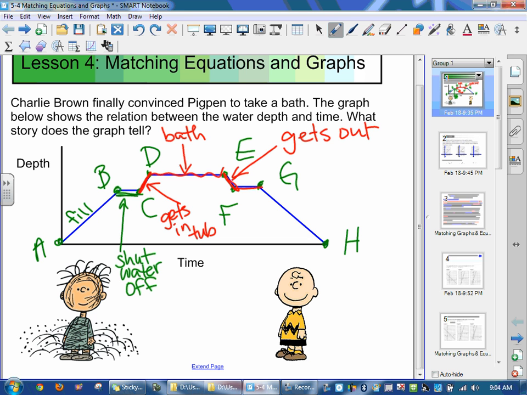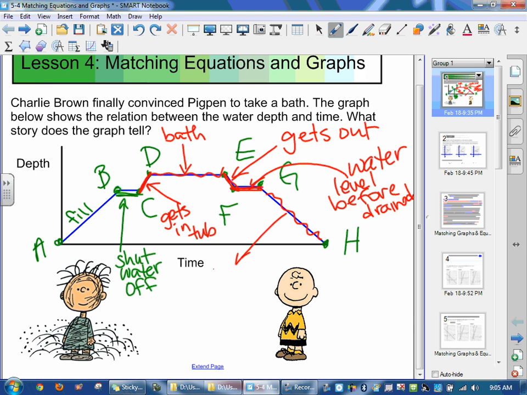So what's happening right there? He's out of the tub and the water's just sitting there before he drains it. Okay? So that's the water level with all his toys before it's drained. Alright, what's going on right here? Draining the tub. Okay, that's draining the tub. So he pulls the stopper at the bottom and he drains the tub.